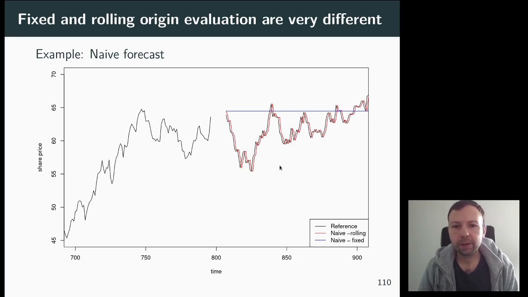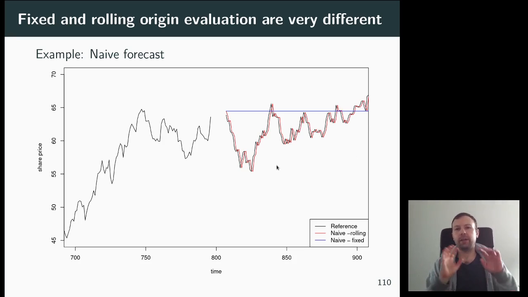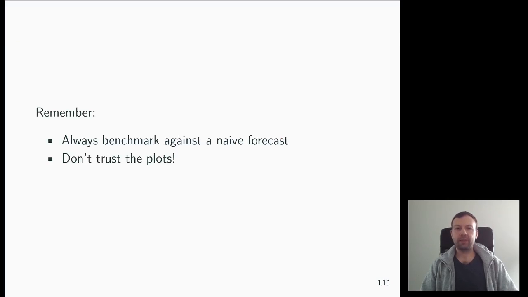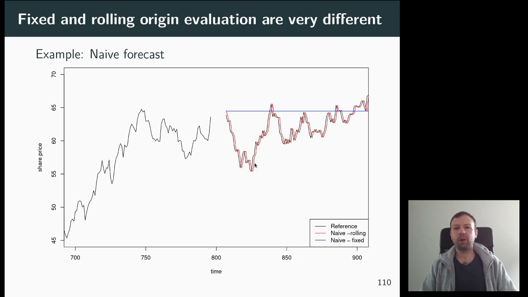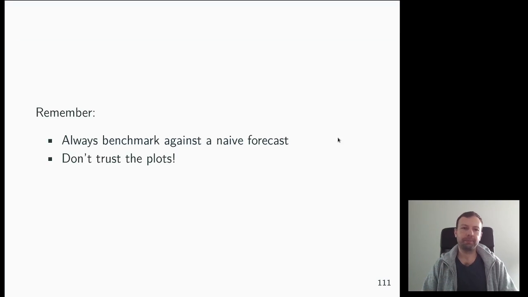And this is also where I want to reiterate 2 points. Always benchmark against the naive forecast and don't trust the plots, because in a rolling origin evaluation, every forecast looks good in a plot. You see they are kind of following the signal, so plots are good for some sanity checking, to say, yes, the method seems to do something reasonable, but after that you need to calculate errors and you need to benchmark against something, for example, a naive forecast.